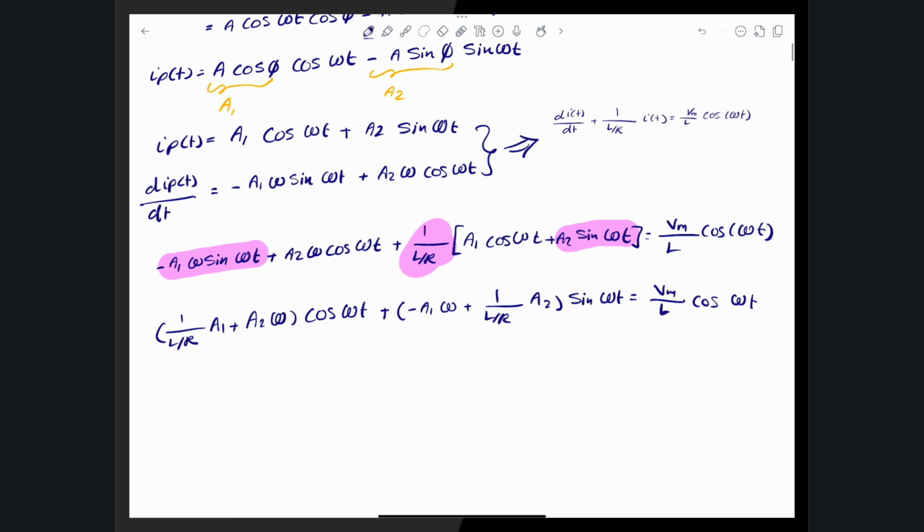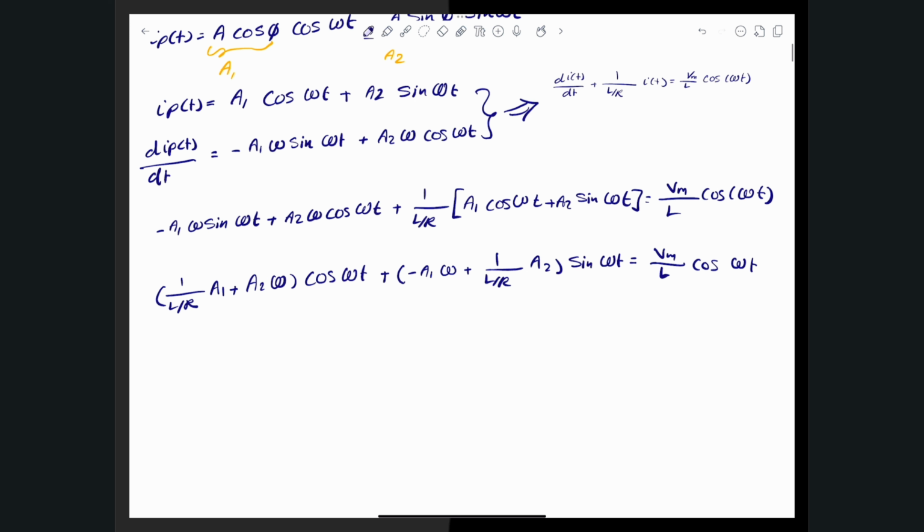Well, now what we can say is these are two parts of the equation. So this cosine is similar to this cosine. So that means this particular coefficient should be equivalent to this particular coefficient. So let's write this. What this tells me is (1/L)R A1 + A2 omega should be equal exactly to Vm divided by L.